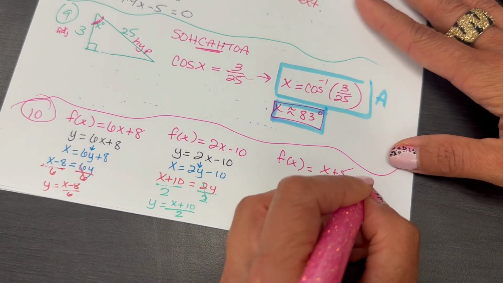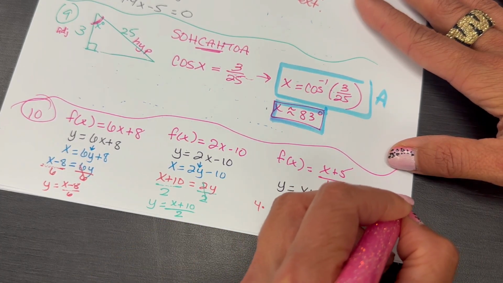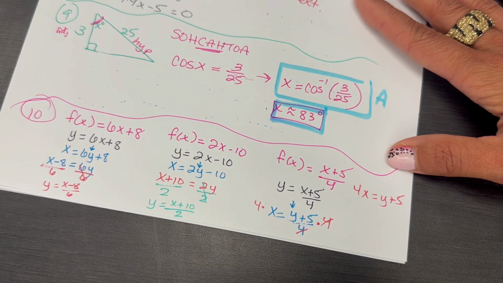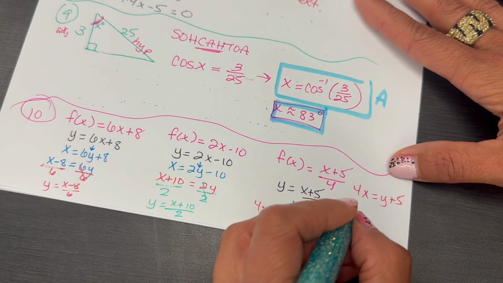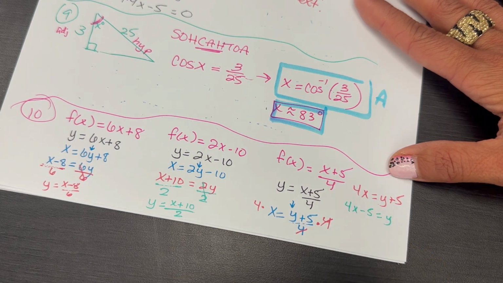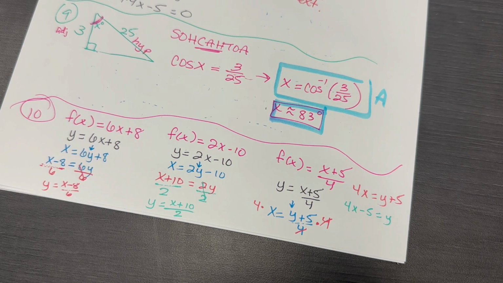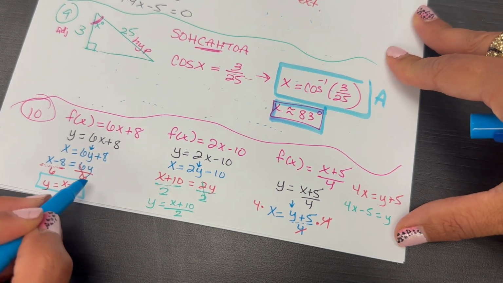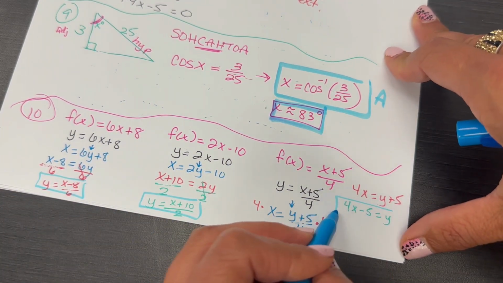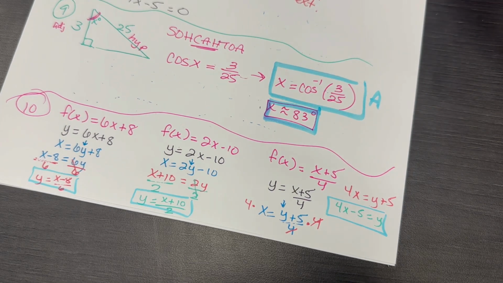And then I'll get 4x equals y plus 5. And then I need to get rid of that plus 5, so I need to subtract 5 from both sides. So I'll have 4x minus 5 on the left equals y on the right. And I'll drag and drop that to that spot, okay? So these were your drag and drop answers for these respective functions. And that was number 10. Number 11.